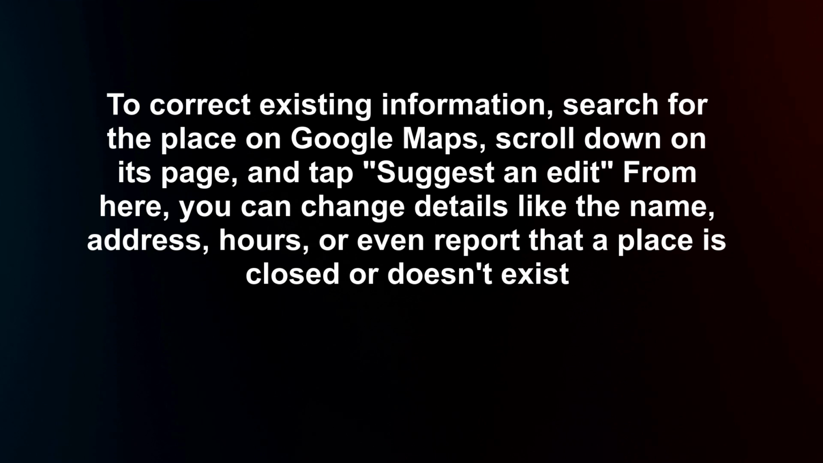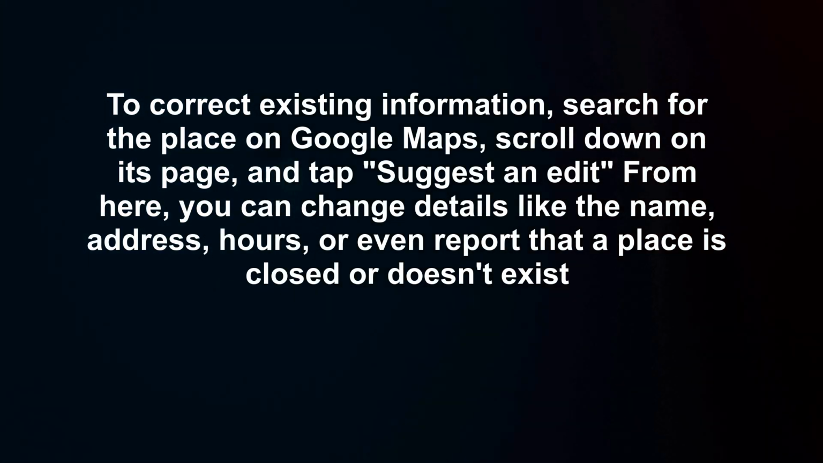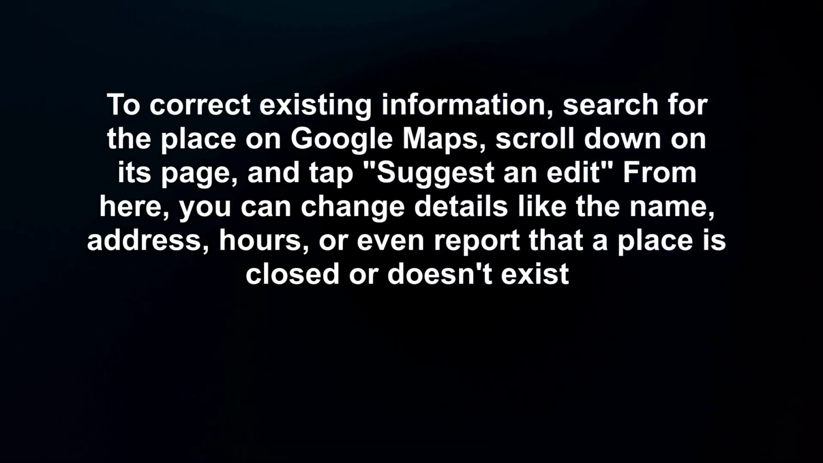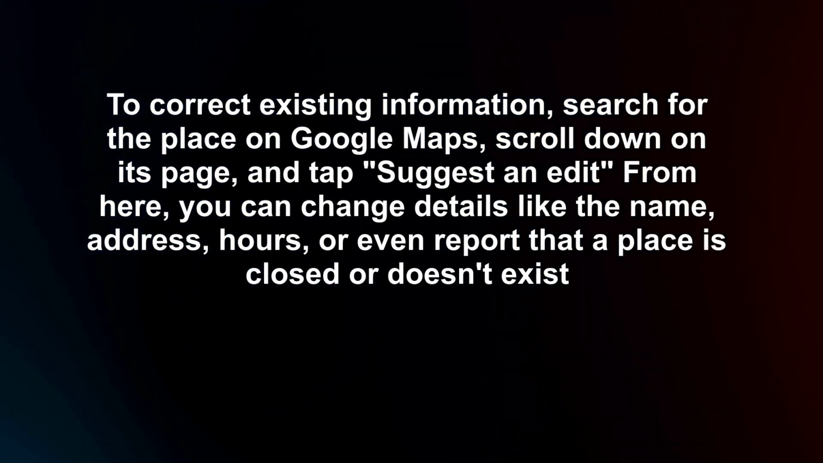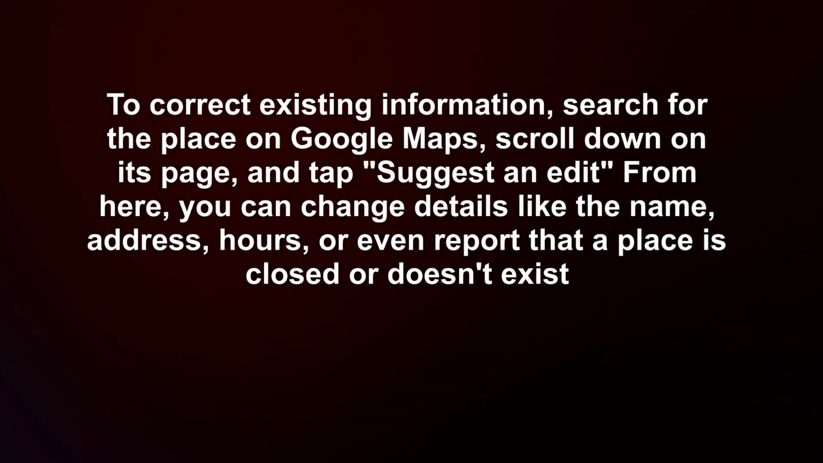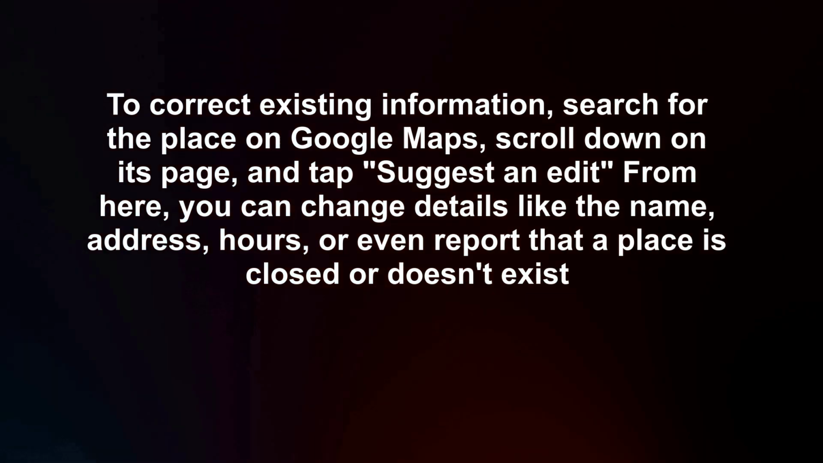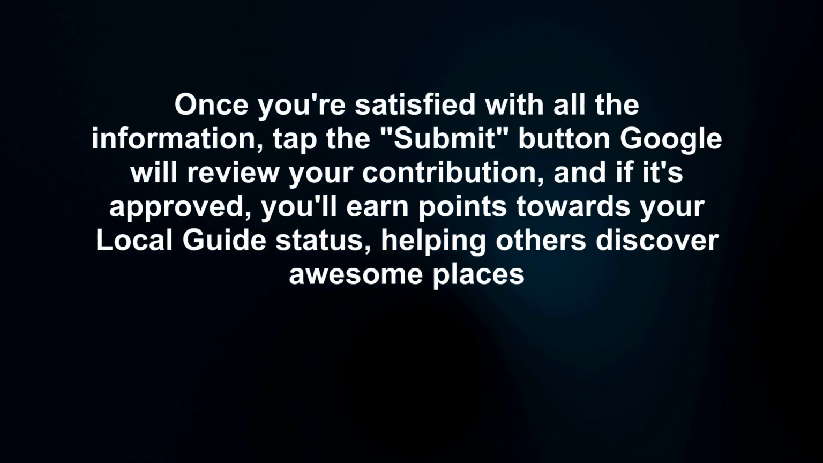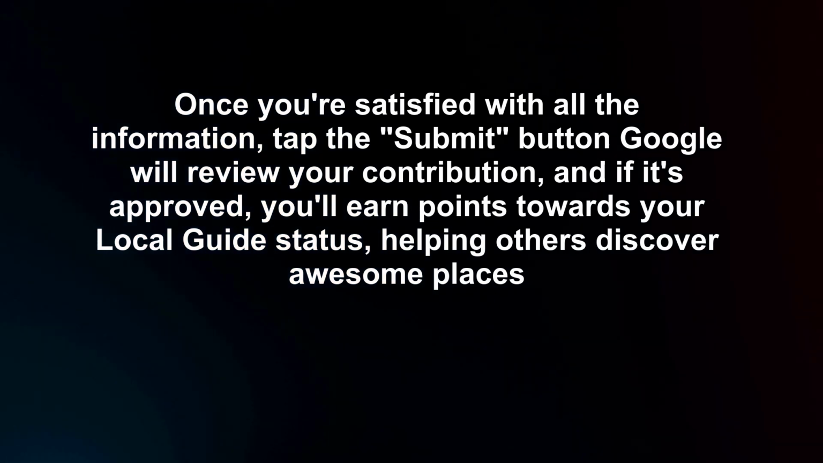To correct existing information, search for the place on Google Maps, scroll down on its page, and tap Suggest an Edit. From here, you can change details like the name, address, hours, or even report that a place is closed or doesn't exist. Once you're satisfied with all the information, tap the Submit button.